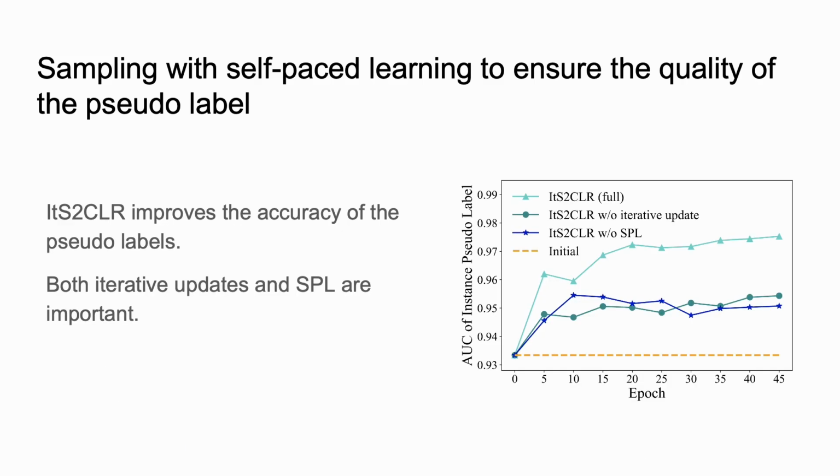This plot shows the AUCs of instance pseudolabels during training. It demonstrates that our model is able to iteratively improve the pseudolabel accuracy during training, and both iterative updating and self-paced sampling are critical to achieving better performance.